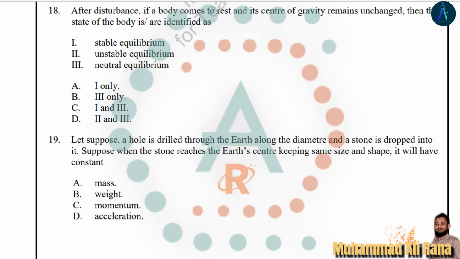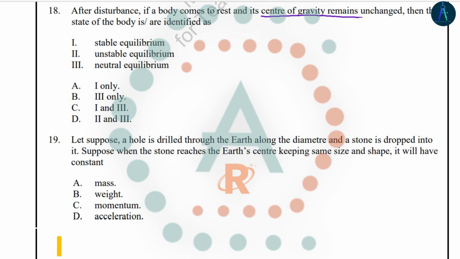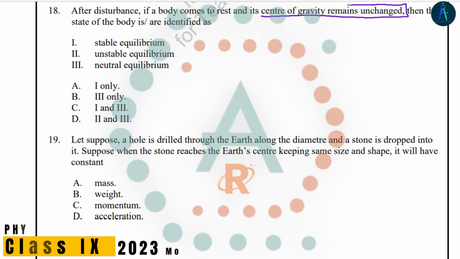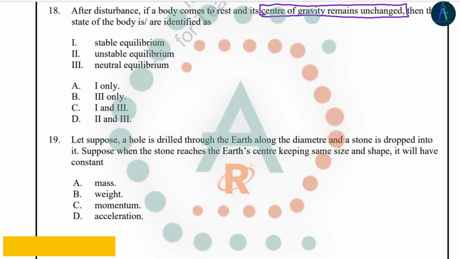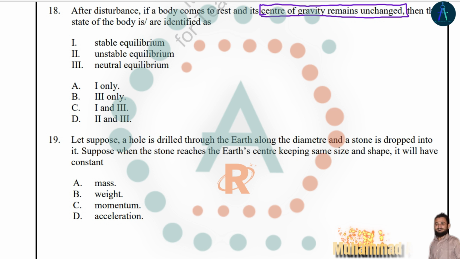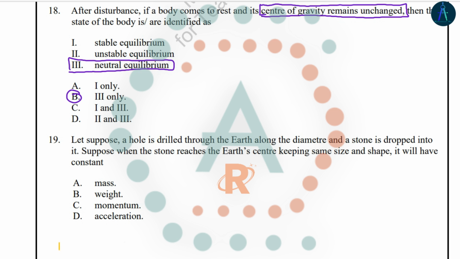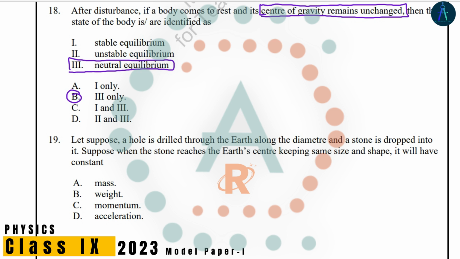After disturbing, if a body comes to rest and its center of gravity remains unchanged. So here we have got the answer from this question, that center of gravity remains at the same height. So that means that this type of equilibrium is a neutral one. So the body possesses neutral equilibrium. Option B will be the right answer.